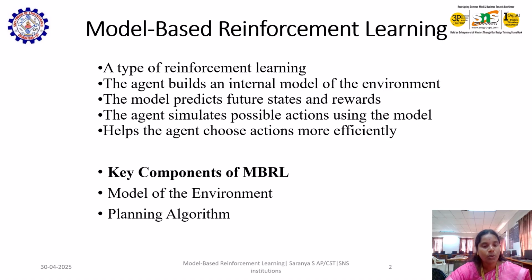There are two types of key components. The first one is the model of the environment, and the second one is the planning algorithm. The model of the environment is the predictive model, which can forecast the next state and rewards given the current state and actions. Planning evaluates the model to find the desired and optimal sequence of actions.